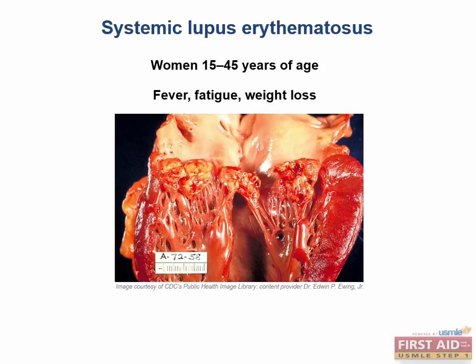Libman-Sacks endocarditis, which you may recall from the cardio section. Here we see warty small growths, likely on the mitral valve. Do they cause dysfunction? Not really. Do they embolize? No, not really. Is anything growing there? Not really. They're mostly fibrin and neutrophils.